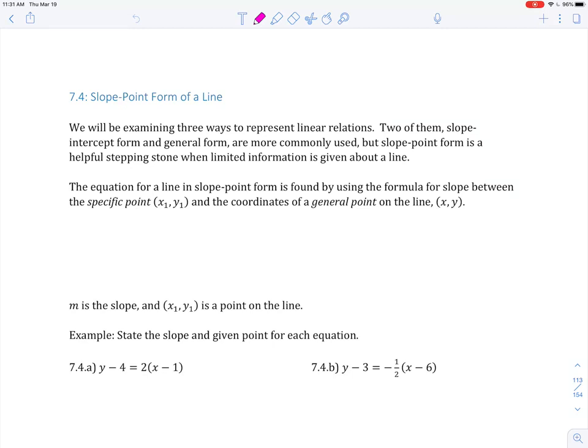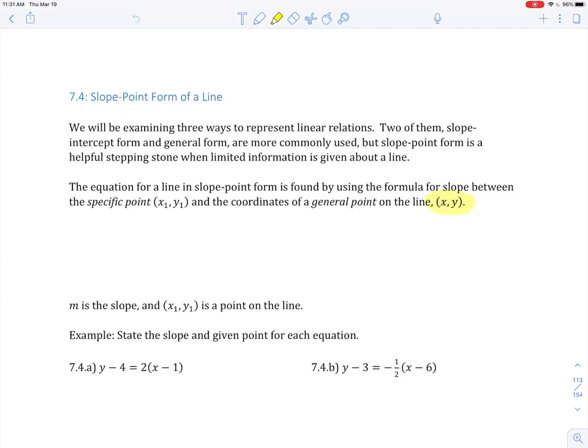Reason. Today, we'll be looking at the slope point form of a line. It is one of three ways to represent linear functions that we'll be looking at. It's often used as a stepping stone to get to the other two slightly better versions. But here's how it goes.